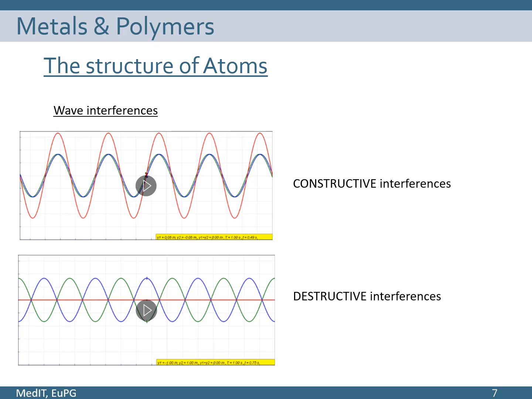So the phenomenon of interference is extremely important in science and technology. It appears absolutely everywhere: electromagnetics, optics, acoustics, quantum mechanics. As soon as you have waves, you get interferences.